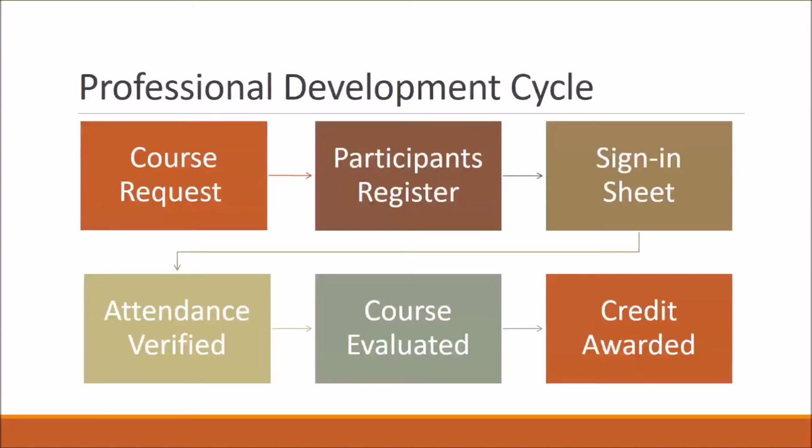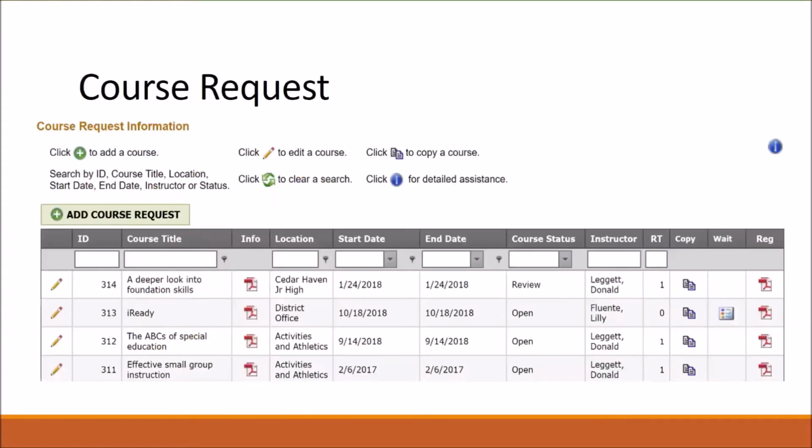Participants register, instructors or facilitators print out the sign-in sheet, attendance is verified, the course is evaluated by the participants, and then credit is awarded through the posting of credits. So that's the overall cycle of professional development.